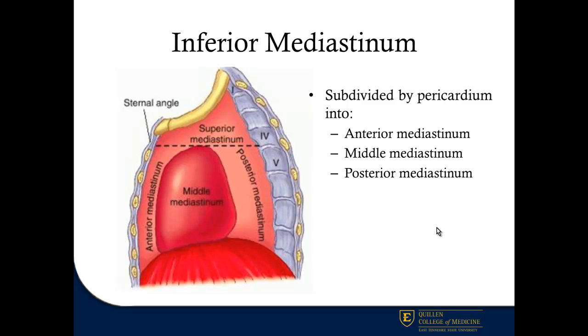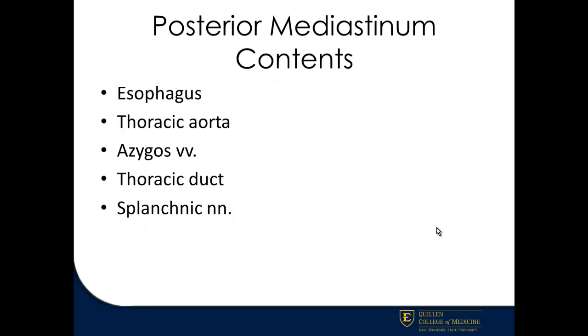The borders you can see again in this image are going to be anteriorly the pericardium, posteriorly the thoracic vertebral bodies, superiorly the transverse thoracic plane, and inferiorly the diaphragm. So we are going to need to look a little closer at these different structures in the posterior mediastinum. First, we're going to look at these first four: the esophagus, the thoracic aorta, the azygous veins, and the thoracic duct, and how they're related to one another. And then finally, we'll go through the splanchnic nerves.